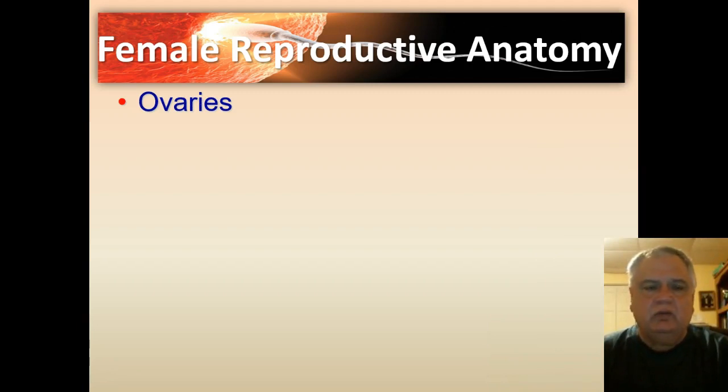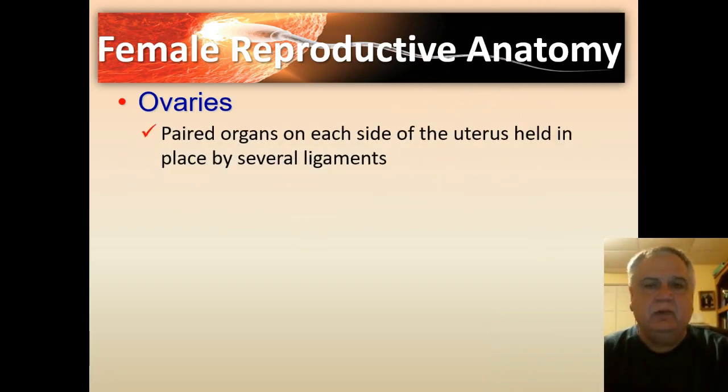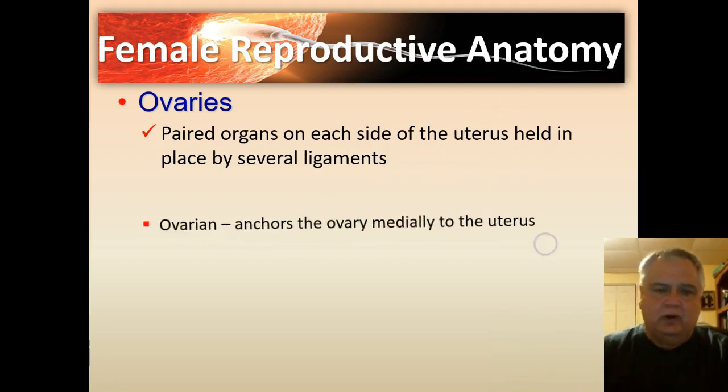So let's start with the primary reproductive organs in the females, the ovaries. Remember, they produce the gametes and also produce the hormones. The ovaries are paired organs on either side of the uterus, and they are held in place by several ligaments. So unlike the testicles, the ovaries are inside the body wall, not outside the body wall.